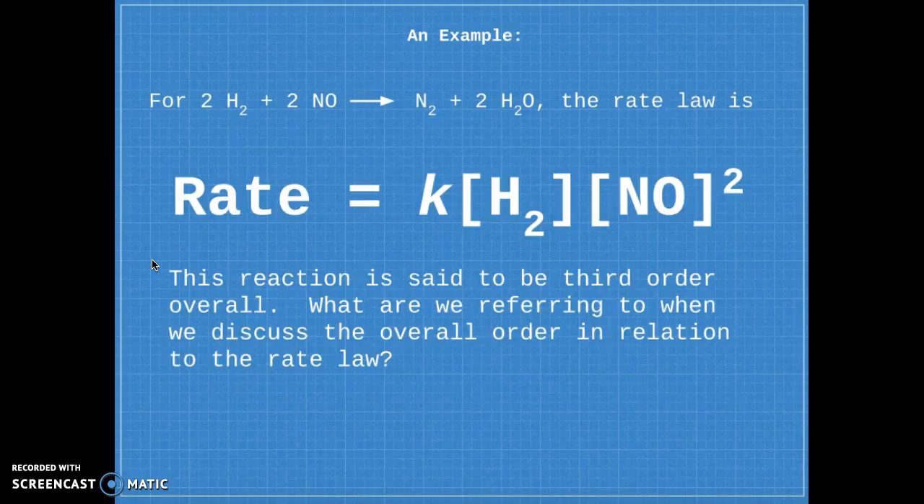Now this is the exact same reaction and exact same rate law, but this time it says the reaction is said to be third order overall. So what do you think we're referring to when we discuss the overall order in relation to the rate law? Hopefully you've noticed that 3 is what you get when you add 1 and 2. So the overall order is just the sum of the exponents in a rate law.